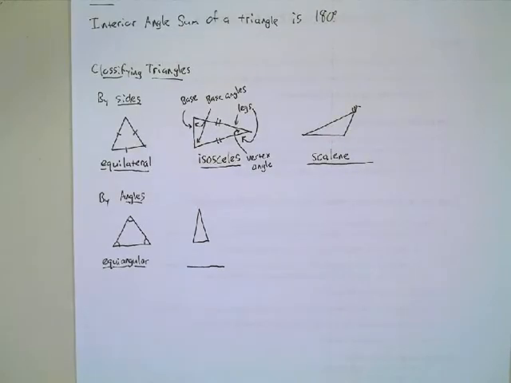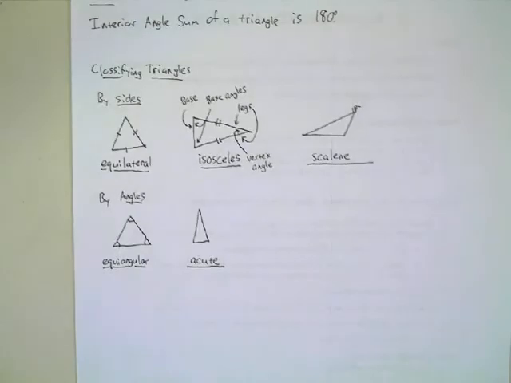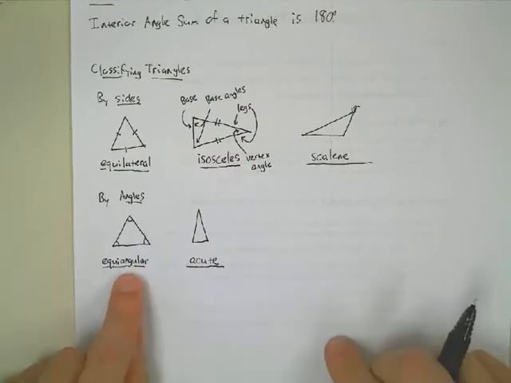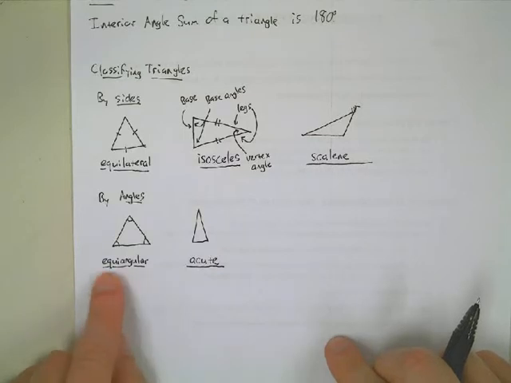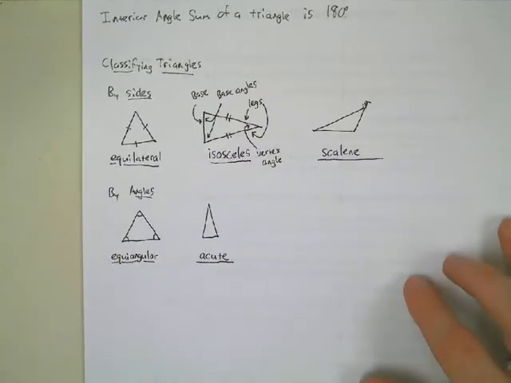Okay, in this triangle, all the angles are less than 90 degrees. So guess what we call this triangle? Acute. It's acute. Okay? It's just an acute triangle because all the angles are less than 90 degrees. What is the first one? Equiangular. Equi, and then the word angular. Okay? All right.